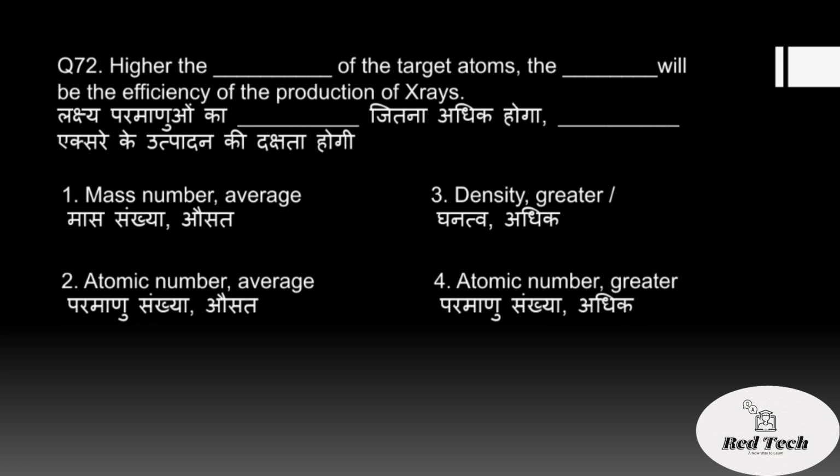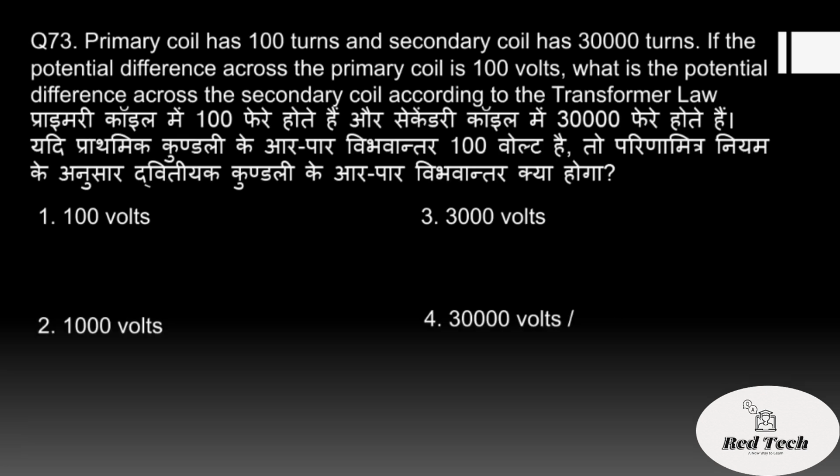73. Primary coil has 100 turns and secondary coil has 30,000 turns. If the potential difference across the primary coil is 100 volts, what is the potential difference across the secondary coil according to the transformer law? So what would be the potential difference of the second coil?